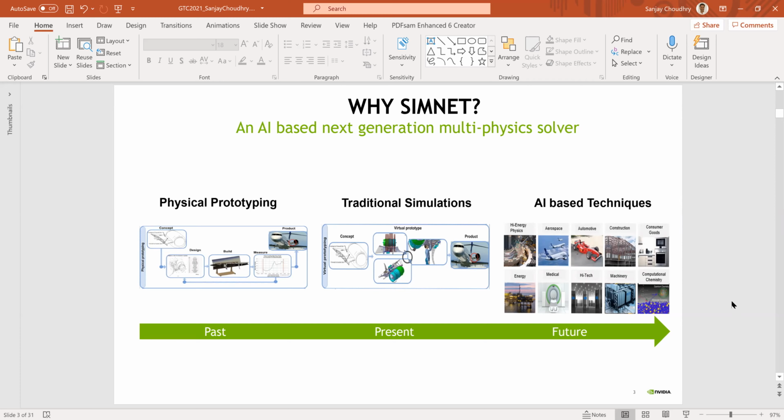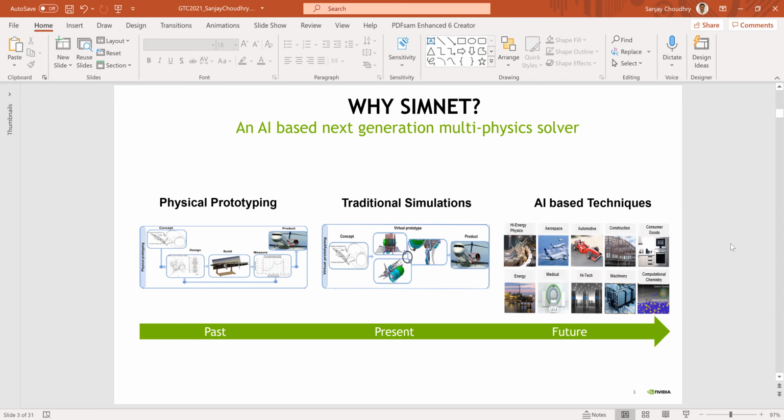So as I was mentioning, the simulations have evolved, and the first generation took the physical prototyping to the virtual world, using traditional simulations, which are still the workhorse of the last few decades: finite element, finite volume, finite difference, lattice Boltzmann, boundary elements, you name it, right? Those are all different types of numerical methods and schemes to address partial differential equations, ordinary differential equations, etc.